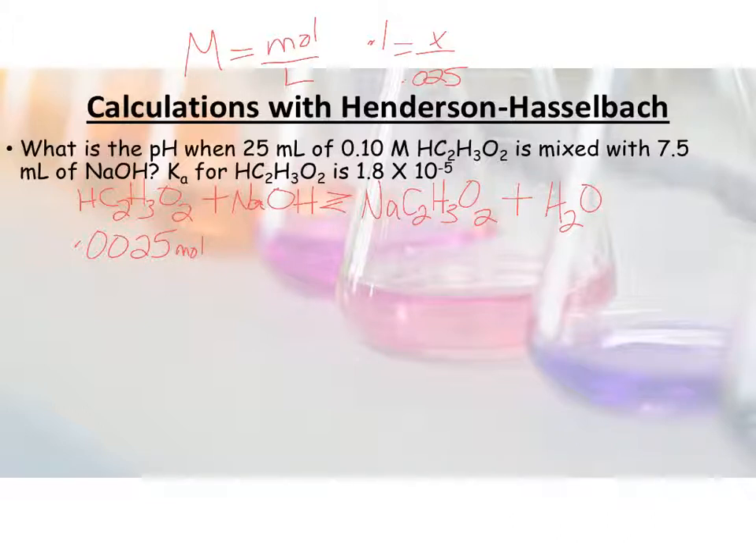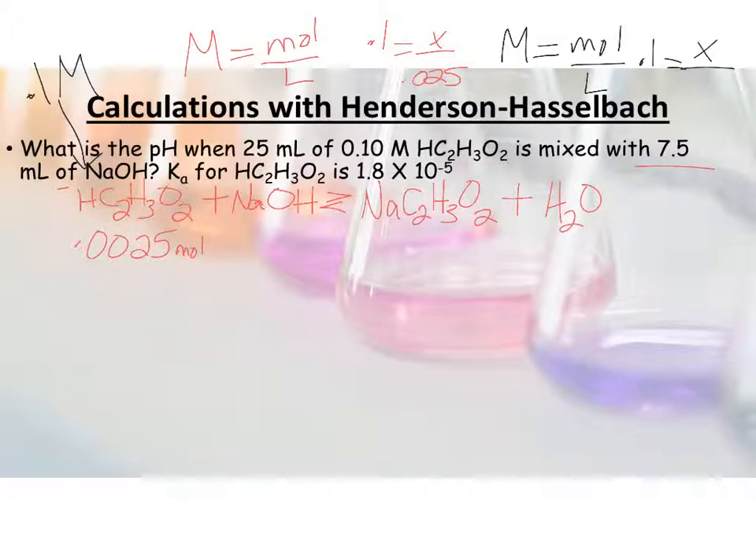All right, now I need to do the same thing for my base. So my base, I've got 7.5 mLs, and your teacher's goofy and forgot to put the concentration of NaOH, but it was supposed to be 0.1. So I've got a 0.1 molar NaOH solution, so now I need to find the number of moles of NaOH that I have. So I do the same equation, and I've got my concentration as 0.1, my moles is X, and 0.0075 is going to be my volume. So that means that I have 0.00075 moles of my NaOH.